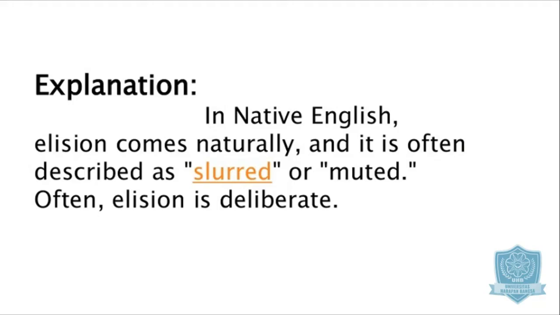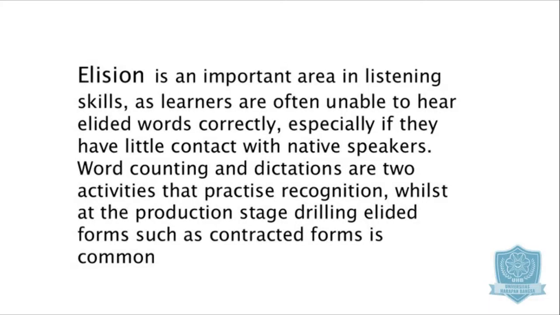This is the explanation. Well, for native English speakers, elision comes naturally, and it is often described as slurred or muted. Often elision is deliberate. So elision is an important area in listening skills, as learners are often unable to hear elided words correctly, especially if they have little contact with native speakers. Word counting and dictation are two activities that practice recognition, whilst at the production stage, reading elided forms such as a contracted form is common.